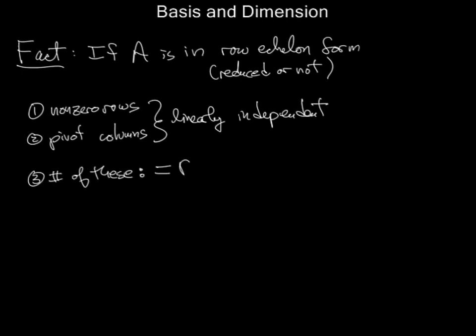And the number of these is the rank, which is to say the number of non-zero rows and the number of pivot columns is equal to the rank. Well, all I'm saying is that the rank is the number of pivots. But it's kind of interesting that we get two linearly independent sets, one involving the columns and one involving the rows. And that's going to be important for us later. So that's a good place to stop, and I'll see you in class.